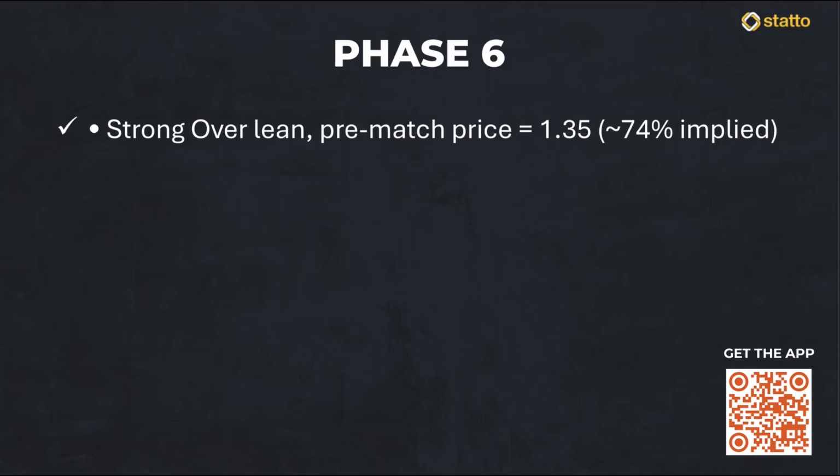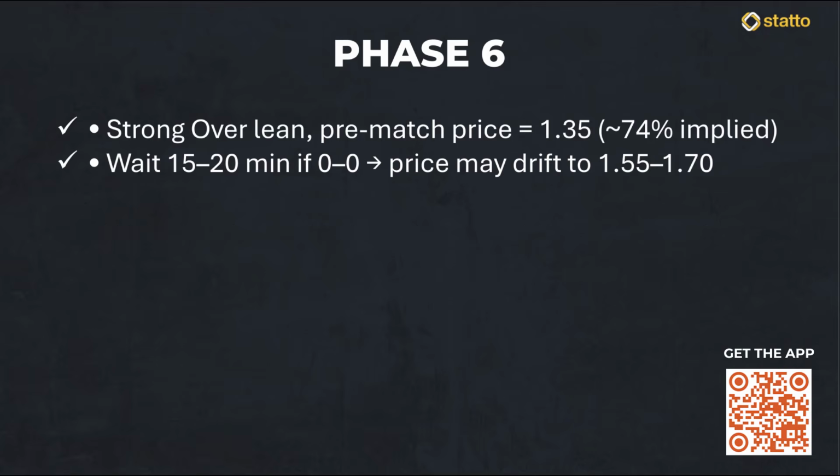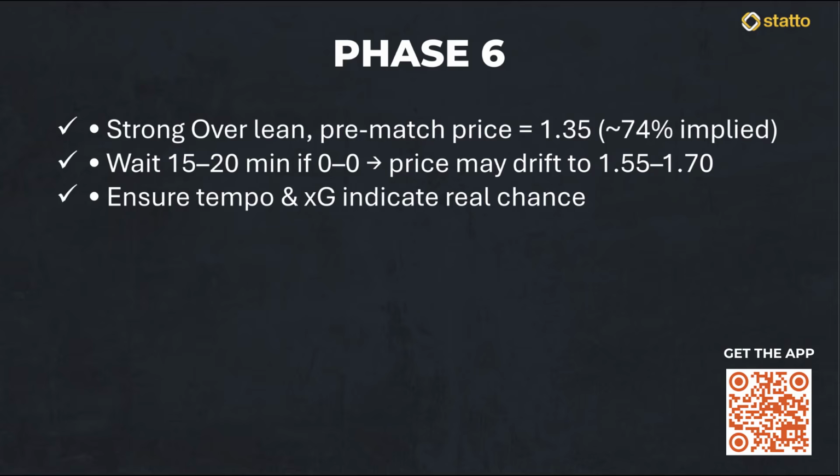The way we approach this correctly is by using the patience rule. If there is no goal in the first 15 to 20 minutes, the price will often drift out to 1.55 or even 1.70. Has the true probability of a goal collapsed just because 20 minutes have passed? Not necessarily. Football goals are not evenly distributed, and many matches produce their first goal between the 20 and 40-minute mark.